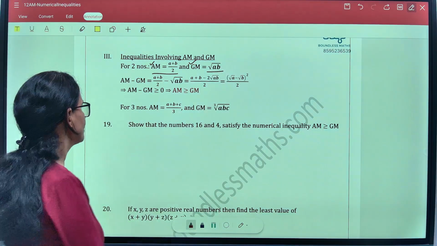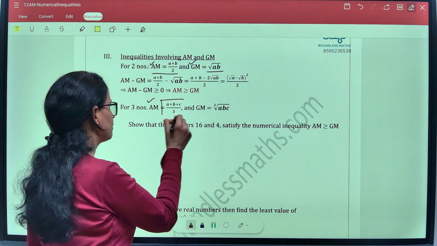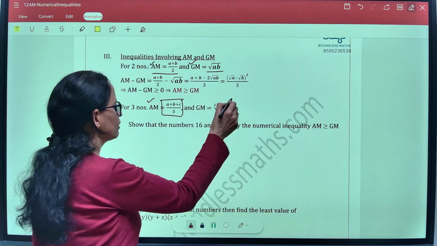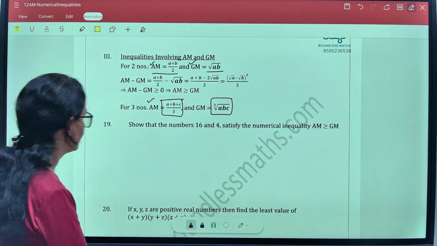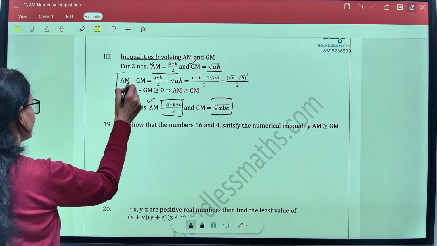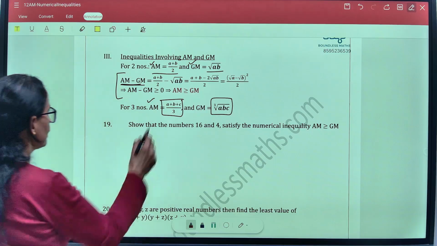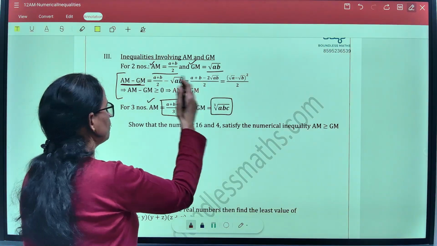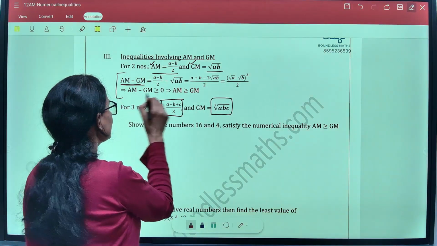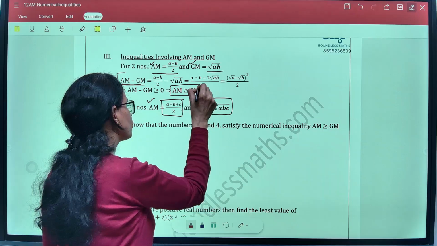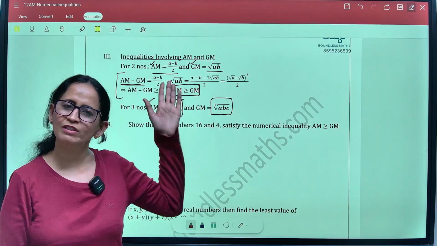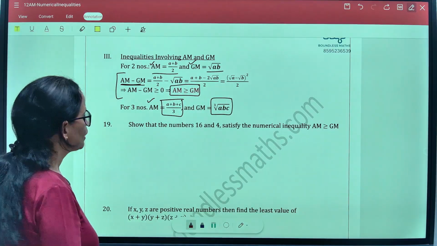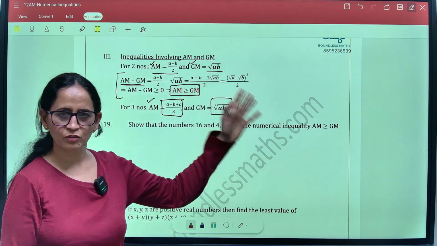If there are three numbers, then the arithmetic mean is given by (a plus b plus c) by 3, and the geometric mean is the cube root of abc. If we look at the difference between AM and GM, (a plus b) by 2 minus square root of ab, and we simplify this, we get a relation which is always true, that the arithmetic mean is always greater than the geometric mean.